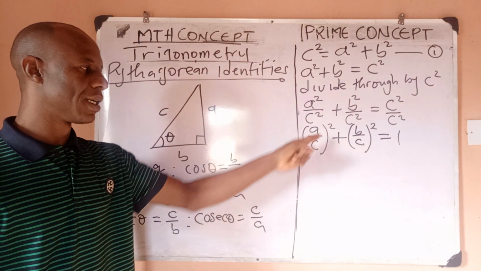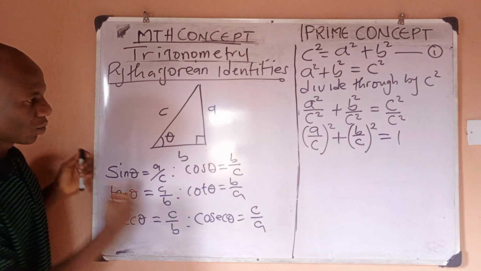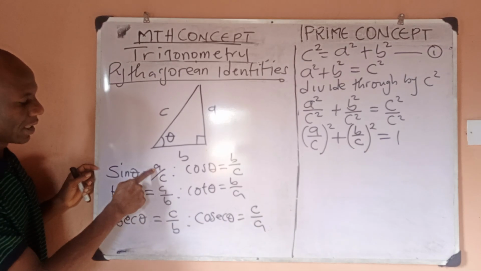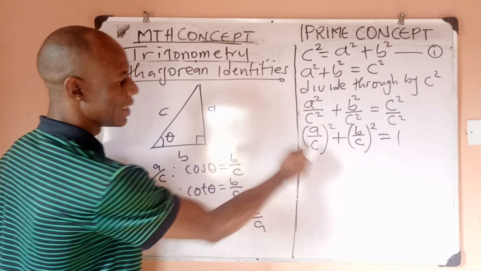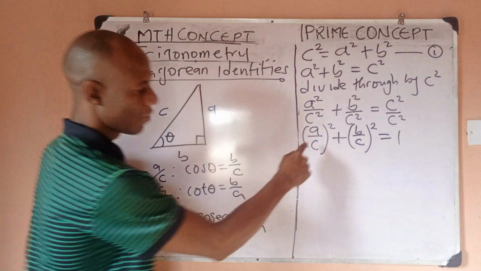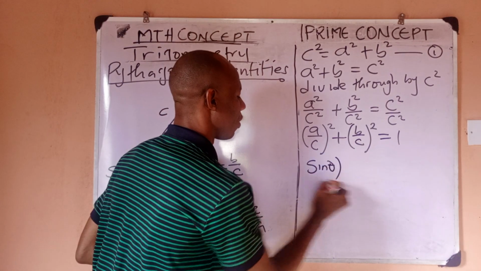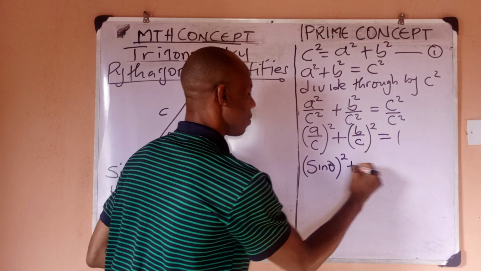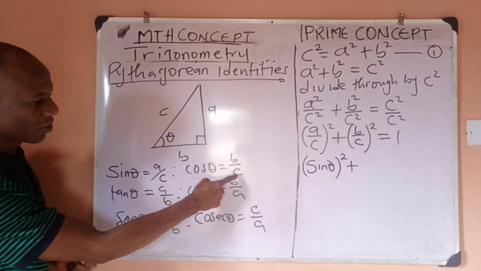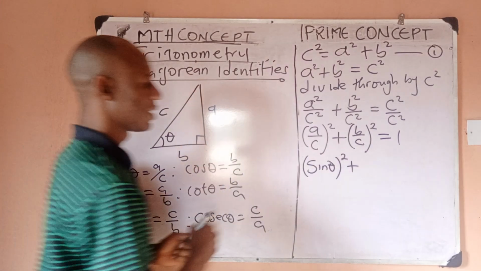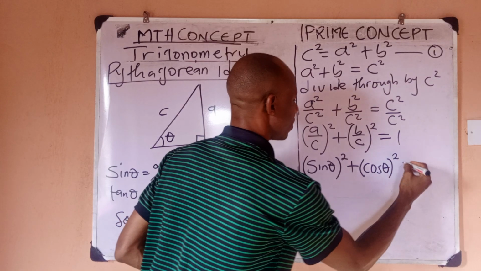So from this equation we can deduce something. We have a over c all squared, and b over c all squared. If we look at our basic trig functions, a over c represents sin²θ. So in place of a over c, I can write sin θ, raised to the power of 2, plus, let's check what b over c would be. B over c is cos θ. So I would write plus cos θ all raised to the power of 2.